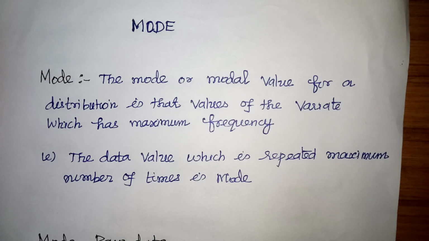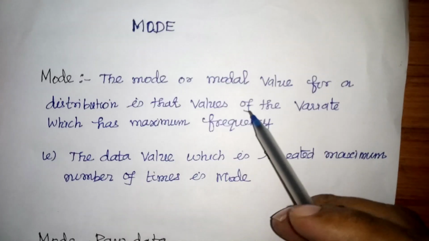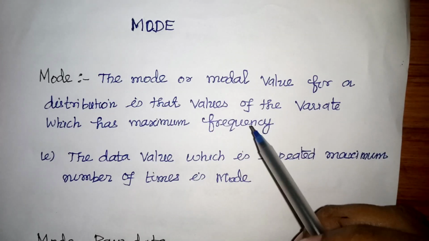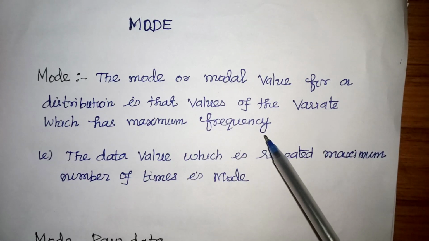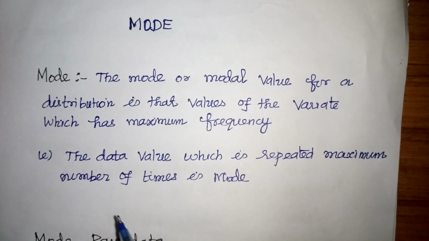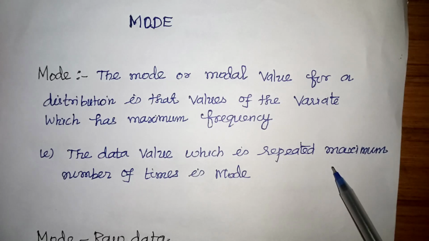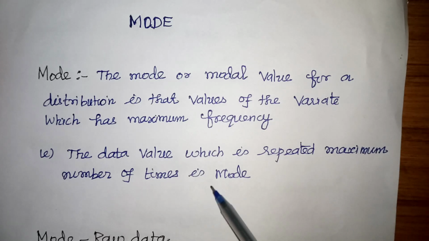Now, mode. What is mode? The mode or modal value for a distribution is that value of the variate which has maximum frequency. That is, the data value which is repeated the maximum number of times is the mode.